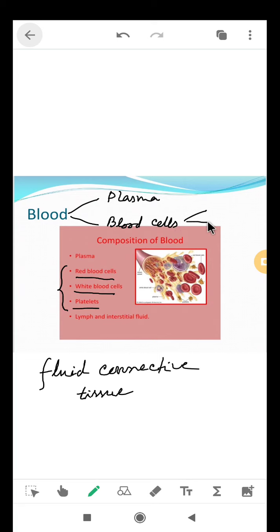Blood cells are of three types. RBC, this is the RBC. Then WBC, this is the WBC, and this is the platelets. These are the platelets, and this is the blood plasma. So this is the blood.